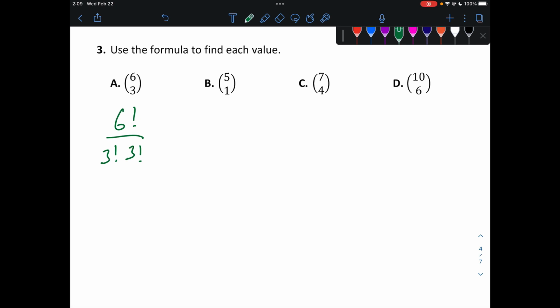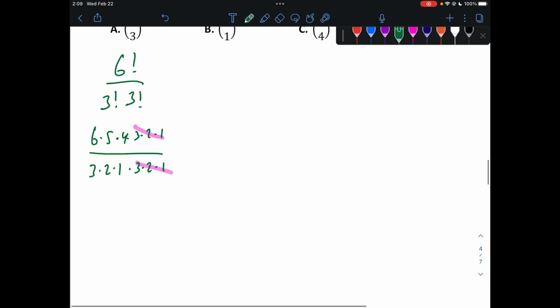which is going to be 6 times 5 times 4 times 3 times 2 times 1 over 3 times 2 times 1 over 3 times 2 times 1. So if we shorten that up a little bit, I'll show you what I'm talking about here. Basically, those cancel. So we're left with 6 times 5 times 4, which is 120, over 3 times 2 times 1, which is 6. So that'd be 60 over 3, which is 20.